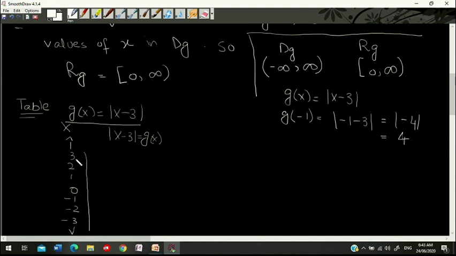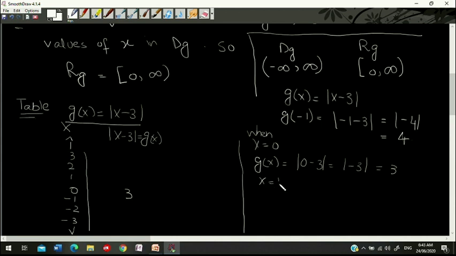So when x is equals to 0, g of x is equals to |0 minus 3|. And as I told you, the mod function always gives you the positive result, so we have plus 3. So for 0 we have g of x is 3. Then when x is equals to 1, g of x is equals to 1 minus 3 equals to minus 2, and by the property of the mod function, it gives you plus 2. So for x is equals to 1, g of x is equals to plus 2.